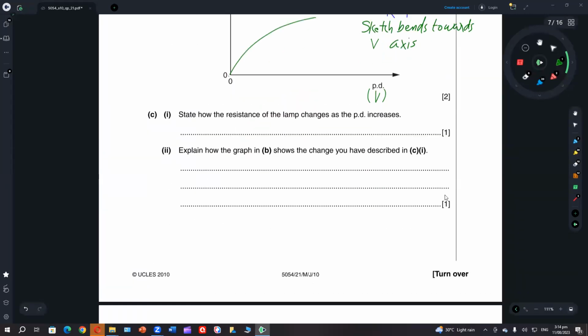State how the resistance of the lamp changes as the PD increases. So you will answer. Resistance increases as potential. Very good. Explain how the graph in B shows the change you have described in C part 1.